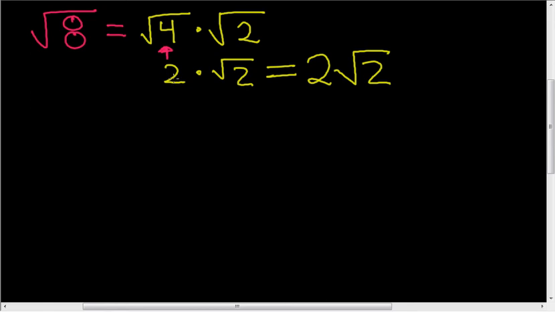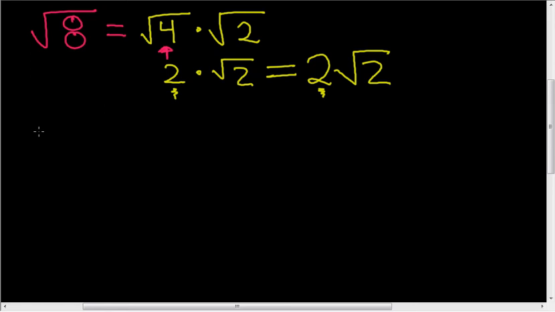We got the 2 from here. The square root of 8 is the square root of 4 times the square root of 2. The square root of 4 is 2. That's where this came from. That's the square root of the 4 part. Square root of 2, I still don't know what it is, so I'm just going to leave it. And this is how we can simplify square roots we don't know.